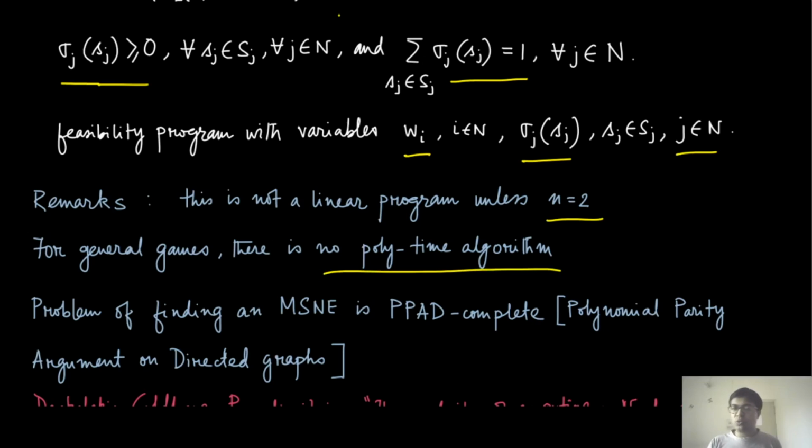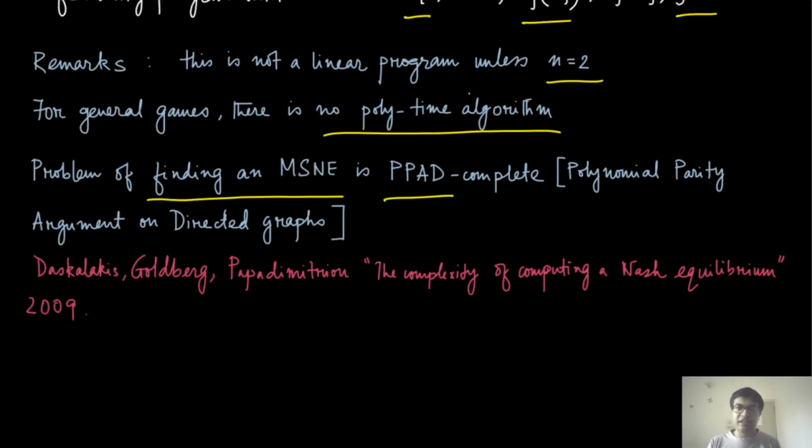And I will quote one result which you can look up. So the problem of finding an MSNE is what is known as a polynomial parity argument on directed graphs complete. So PPAD complete. This is also a very important and landmark result when we are talking about the complexity of finding a Nash equilibrium.